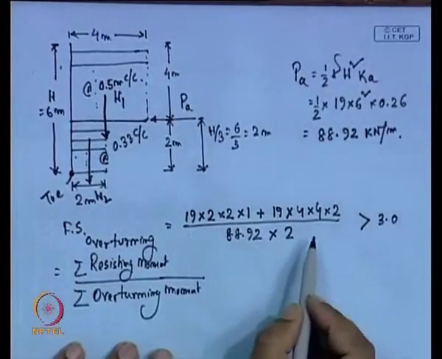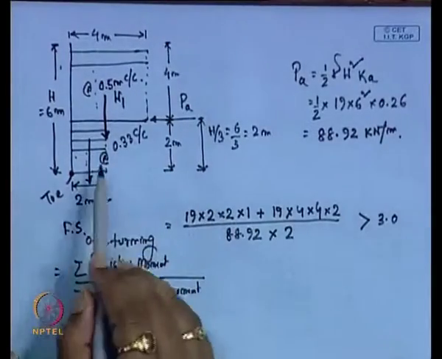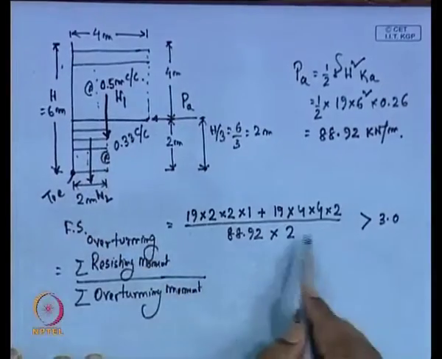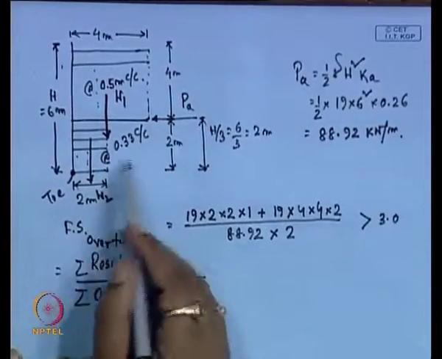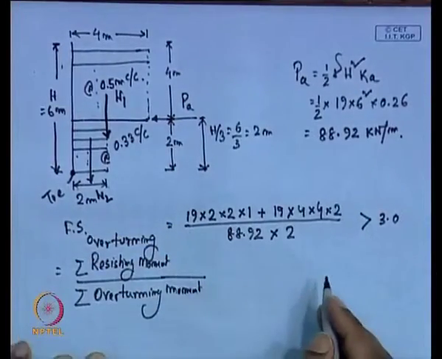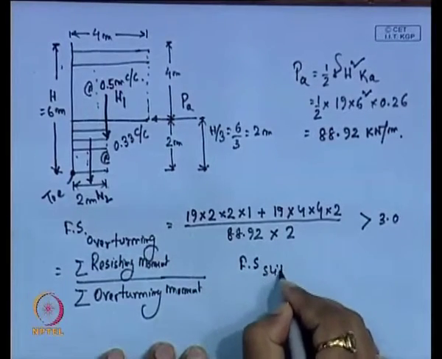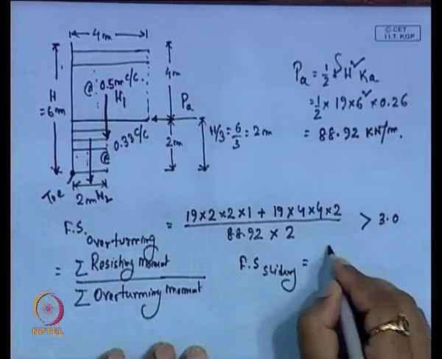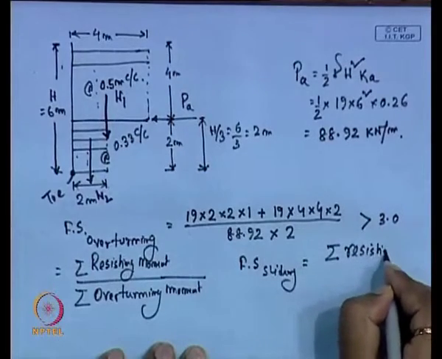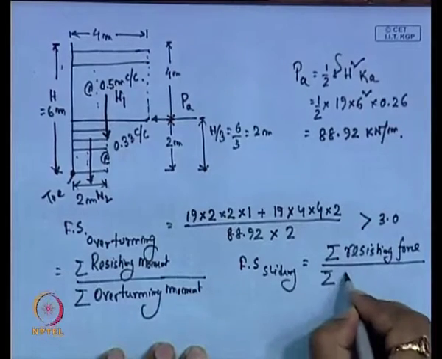If it is not greater than 3, then we have to redesign it. Although it is fine internal stability wise, we have to increase the width or length of the reinforcement, so that the weight of the reinforcement can increase. Similarly, the factor of safety for sliding is again the summation of resisting force divided by the summation of the driving force.